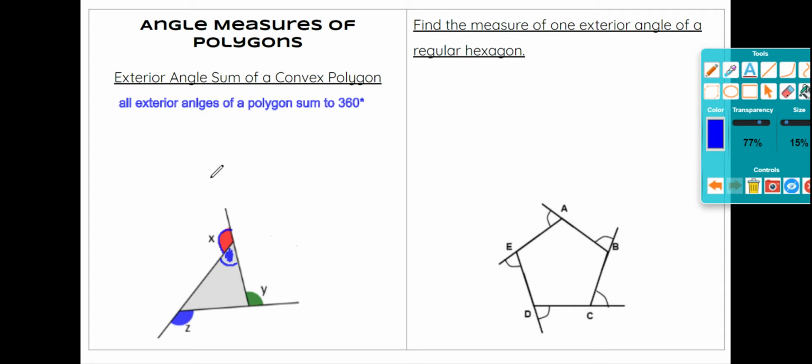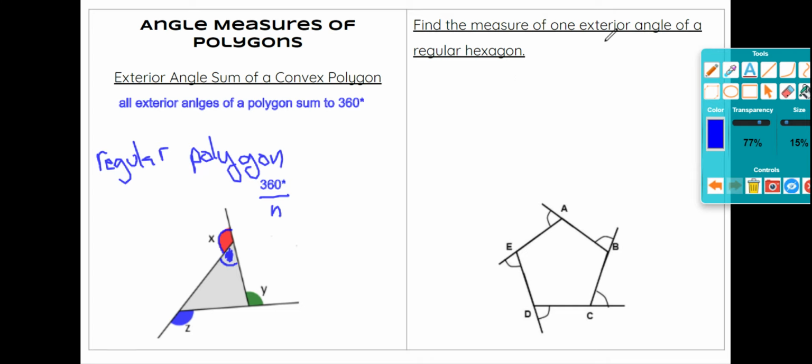So basically, moving on to our next one, if we have a regular polygon, what it ends up becoming is 360 degrees divided by n number of sides. So let's go over to this question here.